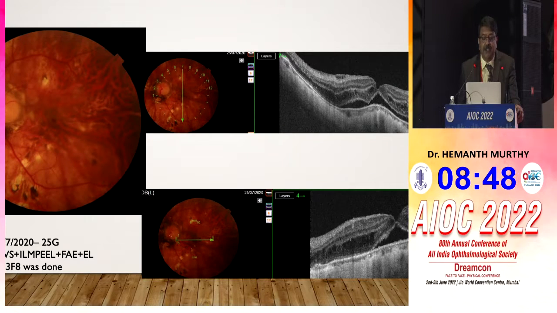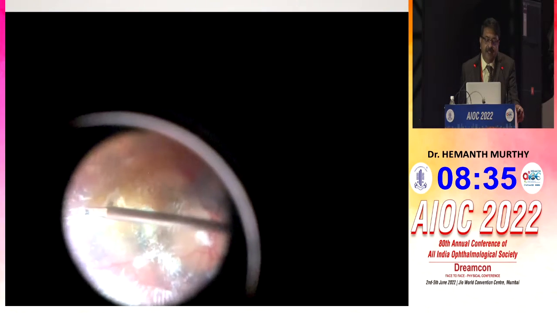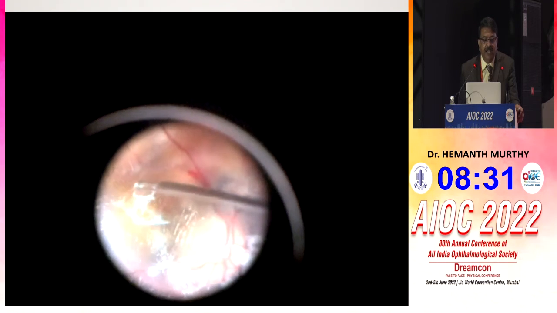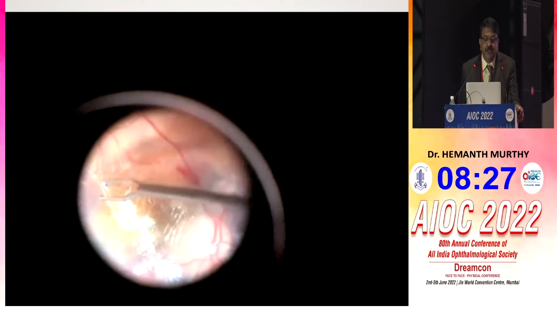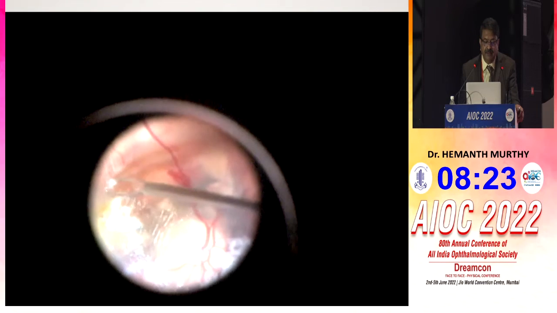This is another situation wherein you would like to use triamcinolone, and that is a patient with myopic macular hole detachment. This patient had a myopic macular hole detachment, and initially after I did the vitrectomy, I put in triamcinolone. Now what I'm peeling is not the ILM, actually it is the posterior hyaloid. So I first removed the posterior hyaloid around the macula.